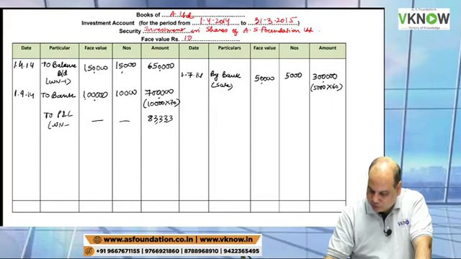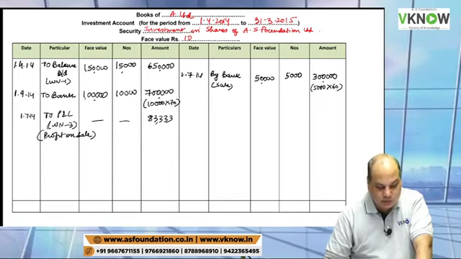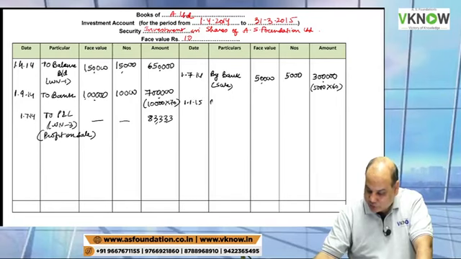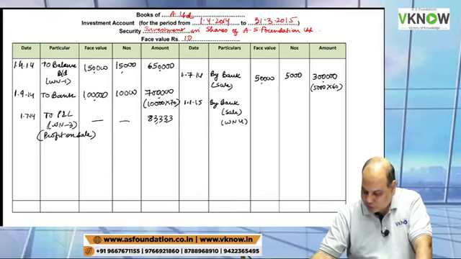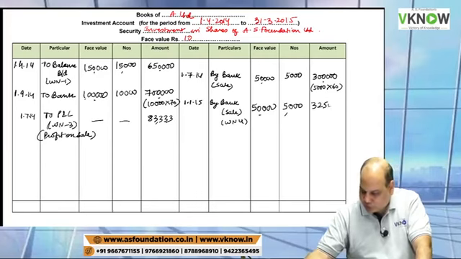83,333. Working note 3, profit on sale. And the date is 1st July 14. There is one more sale. If you look at the last three lines of the question, 1st January 15, buy bank, sale, working note 4, you have sold 5,000 shares, 50,000 is face value, sold for 65 rupees.